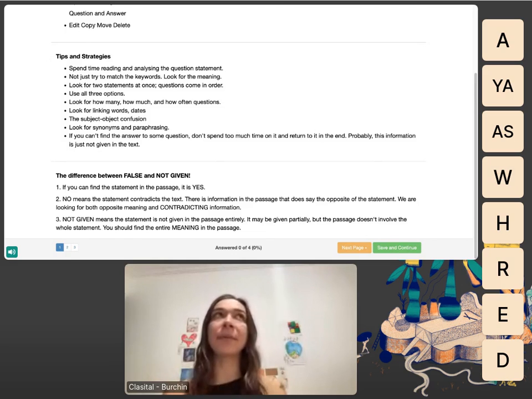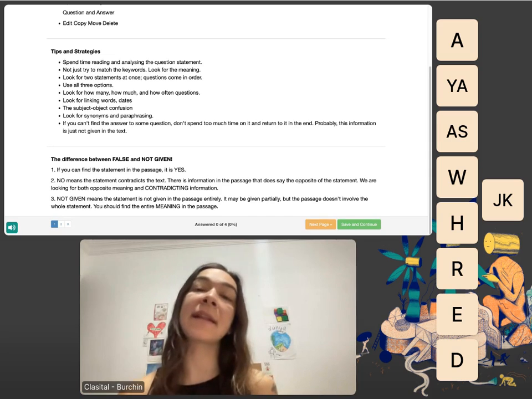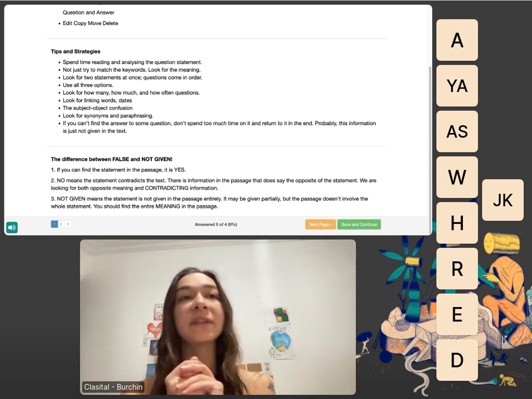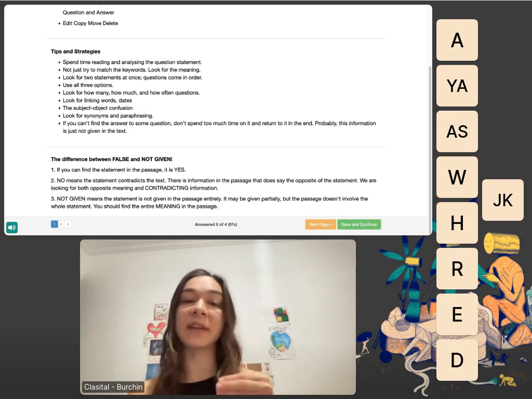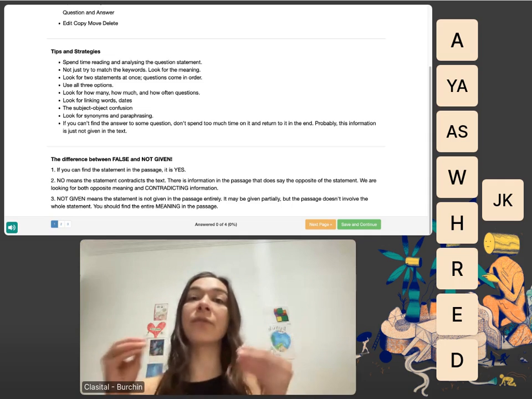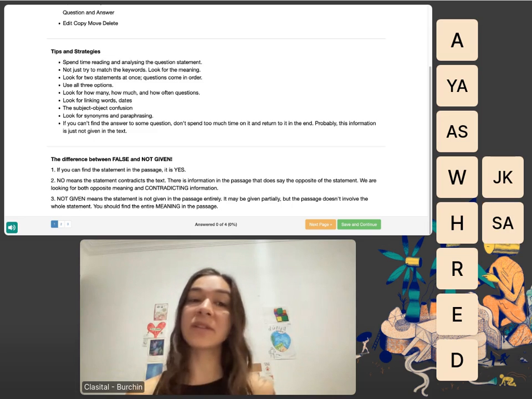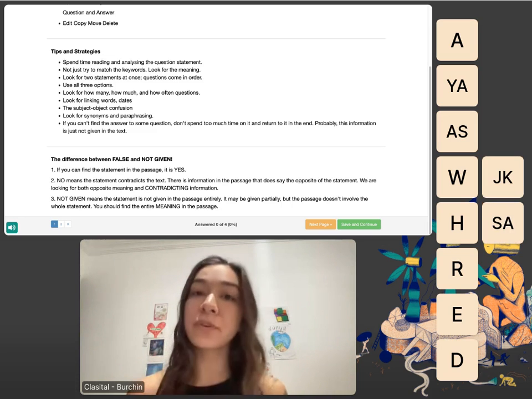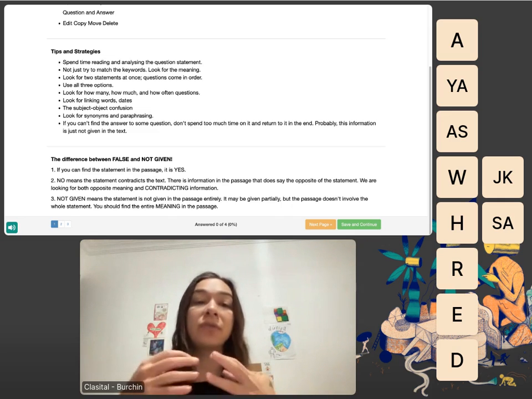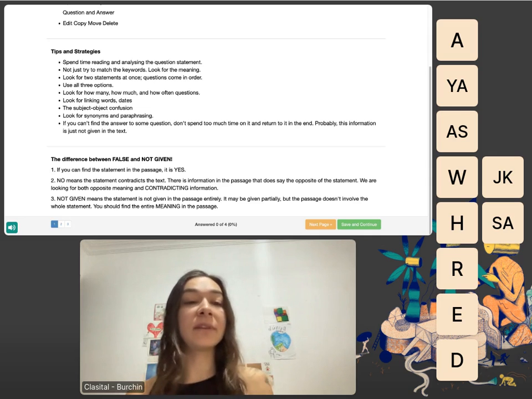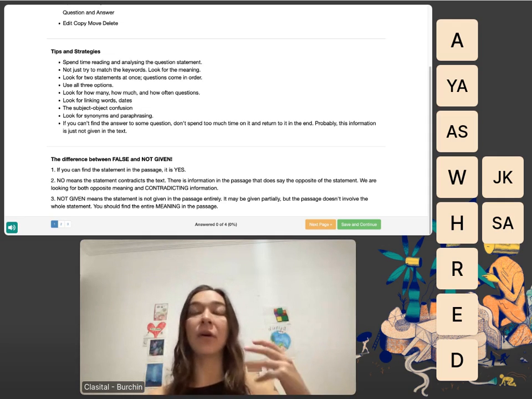In this question type, you should spend time on understanding and analyzing the question. You should understand the little details given. You should be aware of that little detail so you can look for these little things in the passage too. Do not just try to match the keywords, look for the meaning because there will be some paraphrasing and synonyms, so look for them. And look for two statements at once because questions come in order.